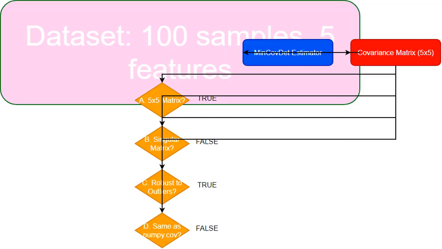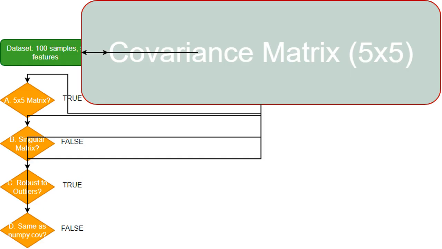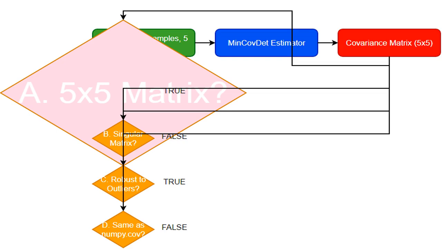I've got a dataset, 100 data points, each described by 5 characteristics or features. Think of each data point as a person, and each of the 5 features as height, weight, age, shoe size, and income. A covariance matrix shows how much the features vary together. With 5 features, I'll get a 5 by 5 matrix because each feature's variability is compared against every other feature's variability. I'm checking if the resulting covariance matrix from MinCovDet will be a 5 by 5 matrix.